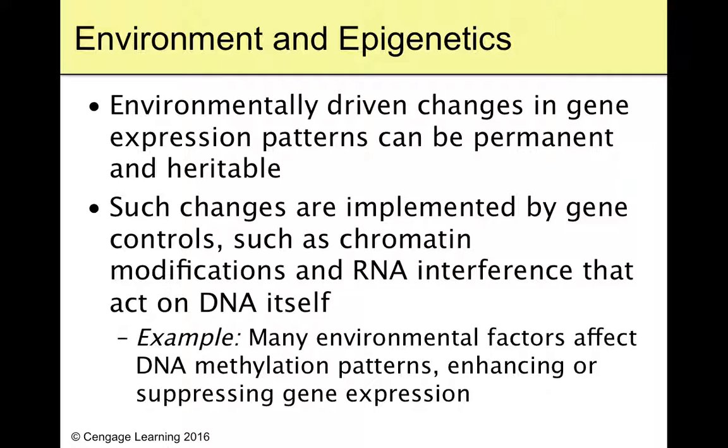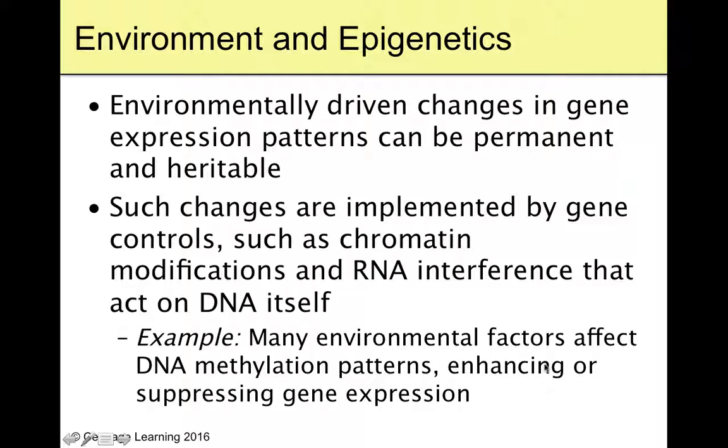And that's in human beings. That's not in bacteria, that's in people. And so we can make permanent heritable changes in our population based on changes in our environment. And so some of these can be gene controls, like chromatin modifications or RNA interferences that'll actually act on DNA.